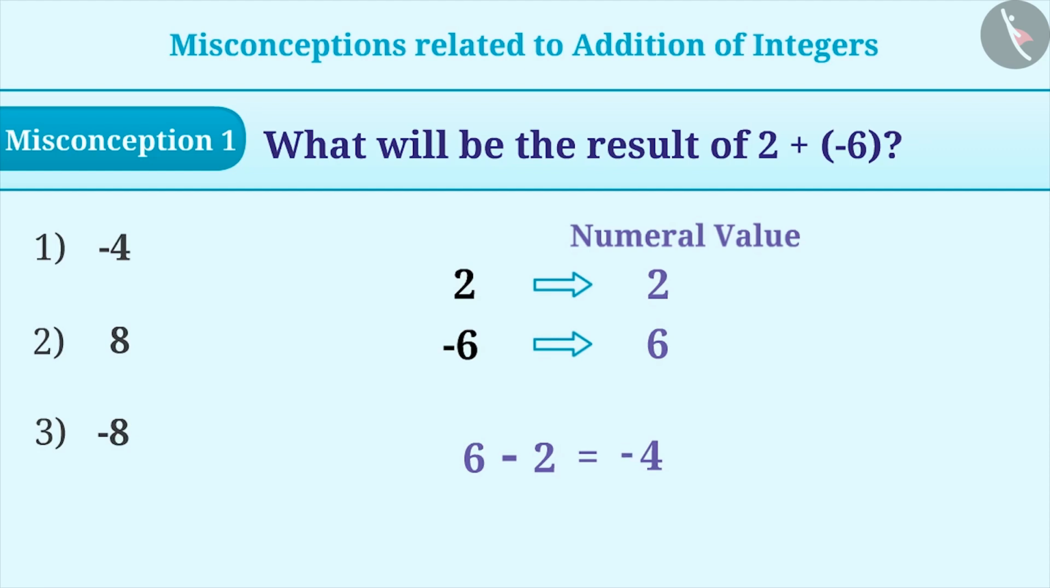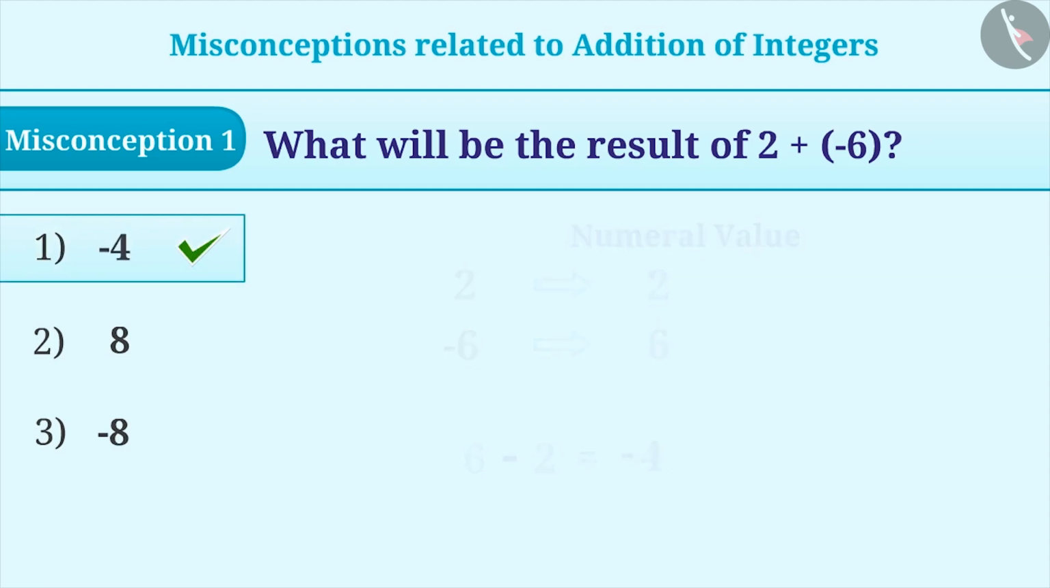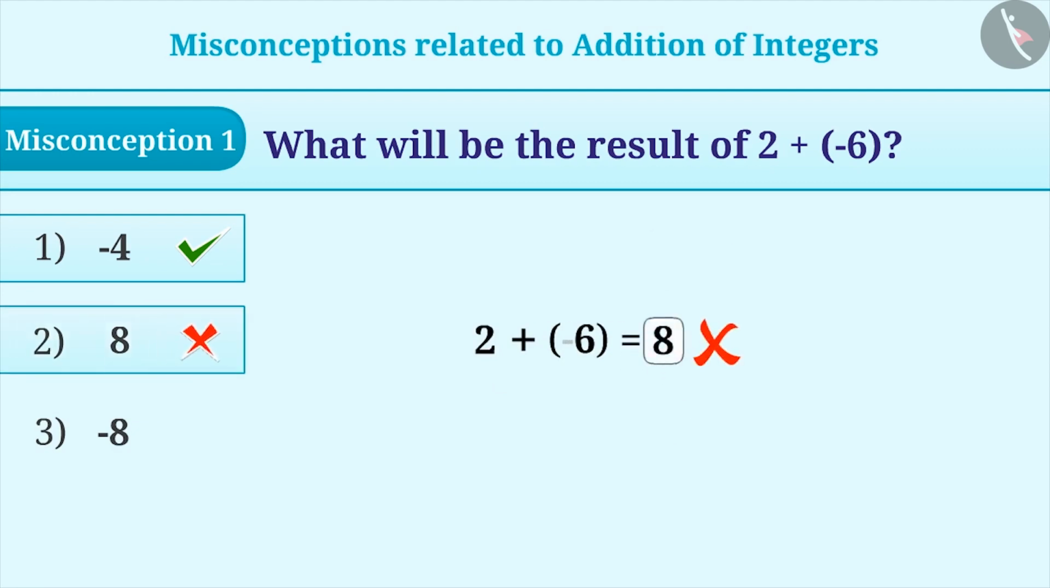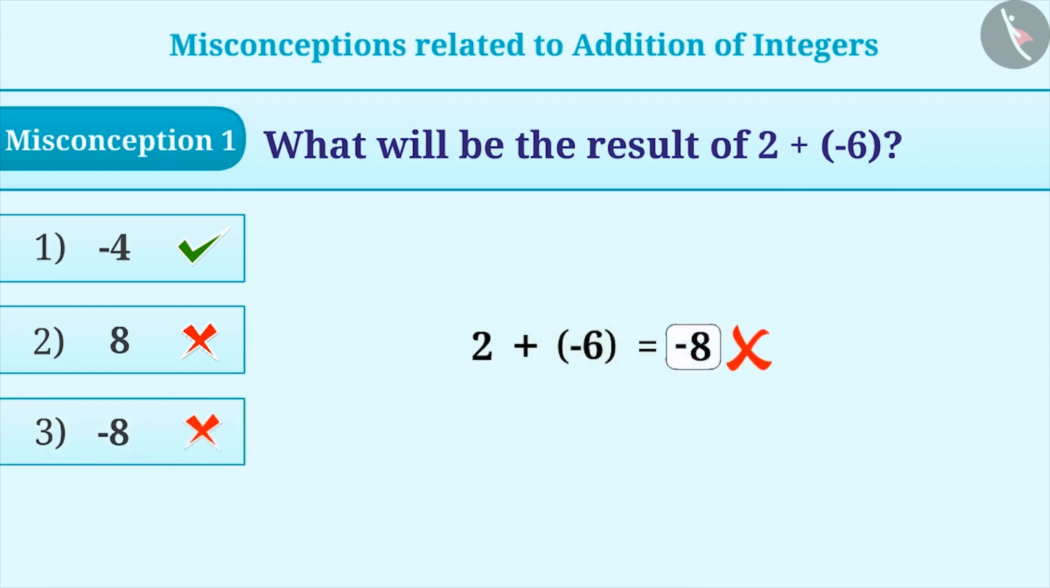By doing so, we get the correct answer, option 1, which is minus 4. Sometimes, the signs are ignored during addition. An incorrect answer is chosen, that is option 2, which is 8. Similarly, sometimes the numeral values of numbers, that is, values without signs, are added, and the sign of the integer with greater numeral value is placed. This leads to an incorrect answer, that is option 3, which is minus 8.